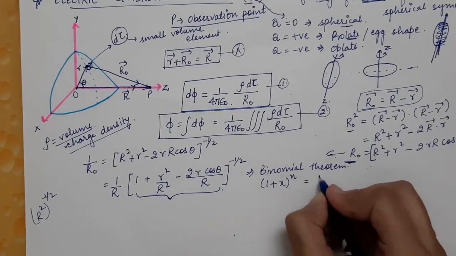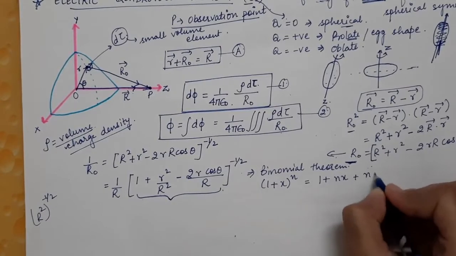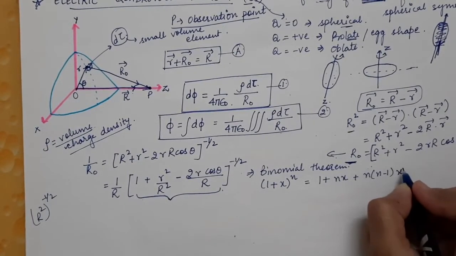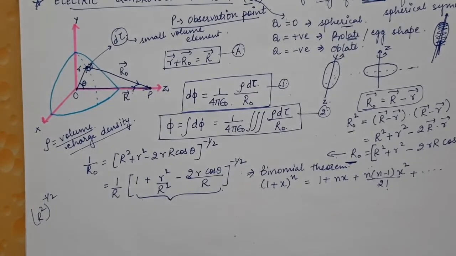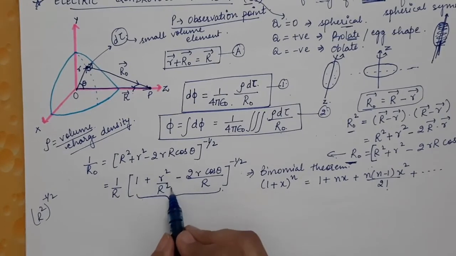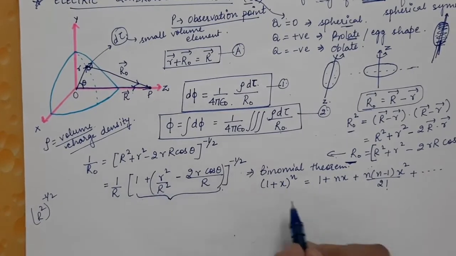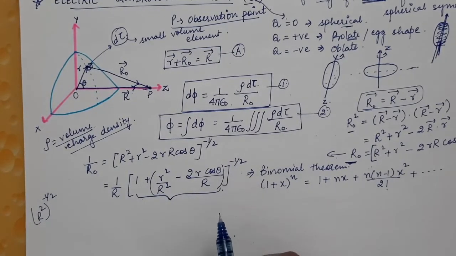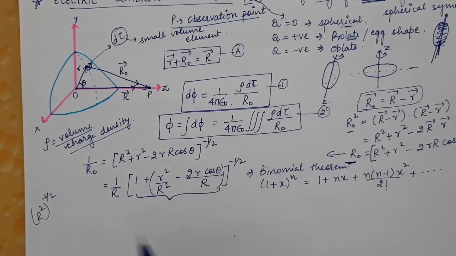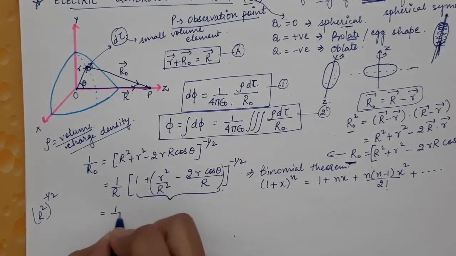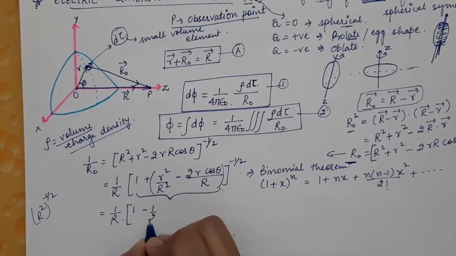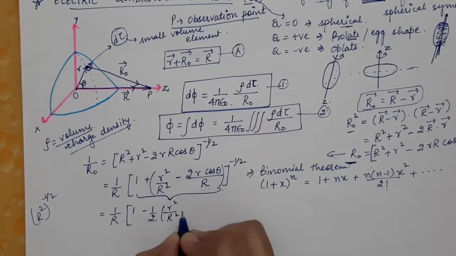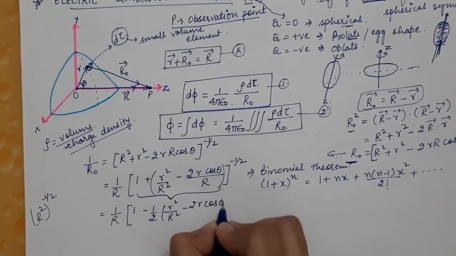So if we have 1 plus x power n, and n over here is minus 1 by 2, this is simplified to 1 plus nx plus n into n minus 1, then x square divided by 2 factorial, and so on. So we are using the binomial theorem, where x over here is r square by capital R square minus 2r cos theta by capital R. These two terms are equal to small x, and n is equal to minus 1 by 2. So when you put this value, this will be equal to 1 by capital R, 1 minus 1 by 2 r square by capital R square minus 2r cos theta by capital R.